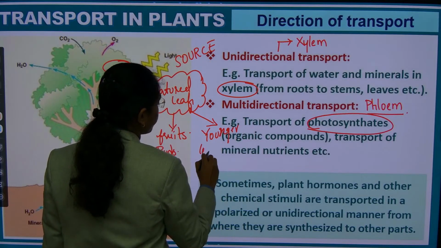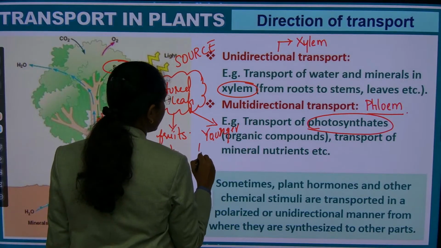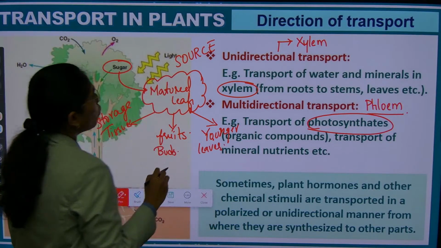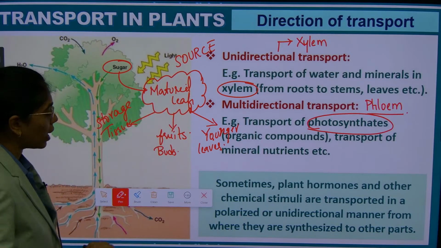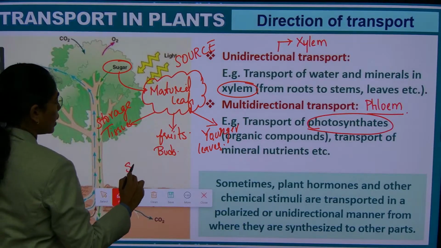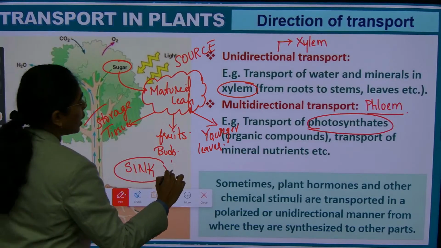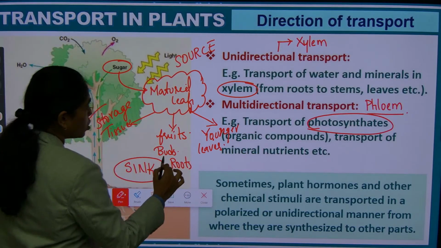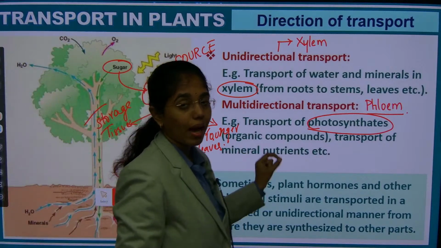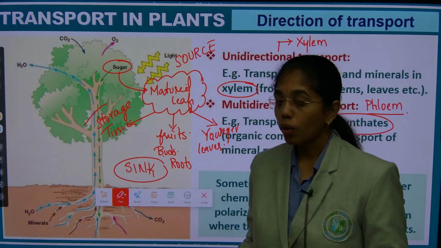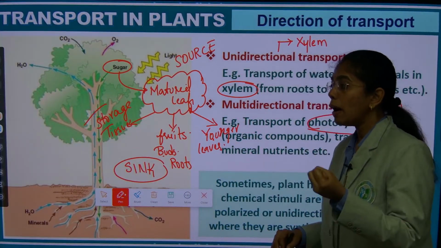Younger leaves. When different sets of questions are asked, you should be clear with what is acting like source and what are sinks. Source will be a mature leaf and sink can be anything. It can be a storage tissue, roots, growing fruits or buds, or younger leaves. Younger leaves also act as sink for their growth. They will drive out the sugar molecules or photosynthates from the mature leaf.